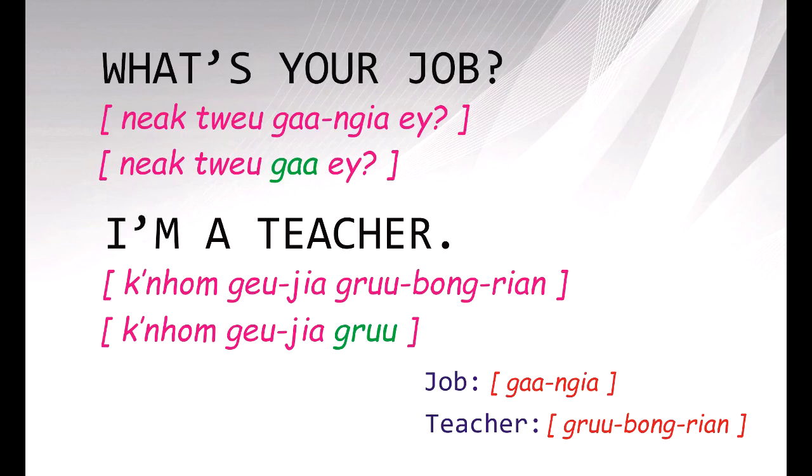Okay, I say this sentence for you again. For the job, net per kangia ai, or just say net per kangia ai. I'm a teacher. Nhóm cư chìa kru bằng riêng. Or just say nhóm cư chìa kru. Or you have one more way to say nhóm kru. Nhóm kru, very short and easy to say.